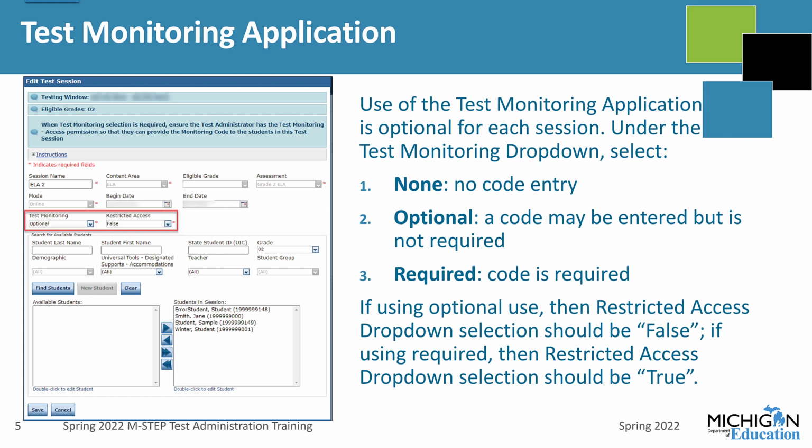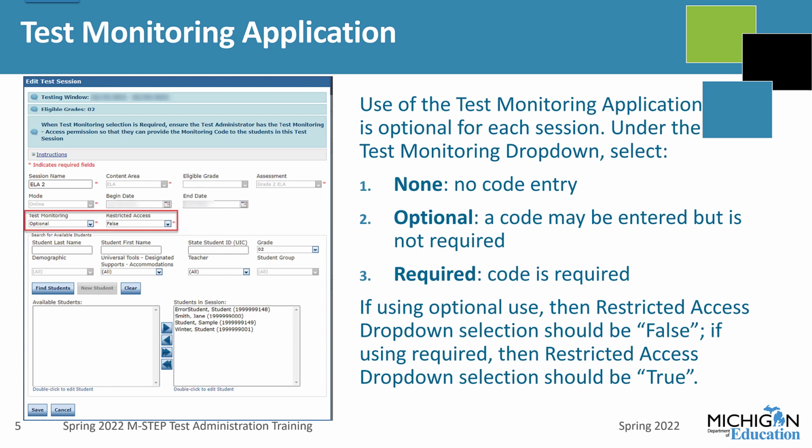Test Monitoring can be set to none, so there would be no code entry, optional, where a code may be entered but isn't required, or required, where a student would not be able to access the test until they inputted the correct code. Restricted Access field can be set to false or true. False means students proceed directly to the test once the monitoring code is entered. True can only be selected if the test monitoring selection is required, and this selection means that students will be placed in a waiting room after entering the test monitoring code until they are approved to enter the test.